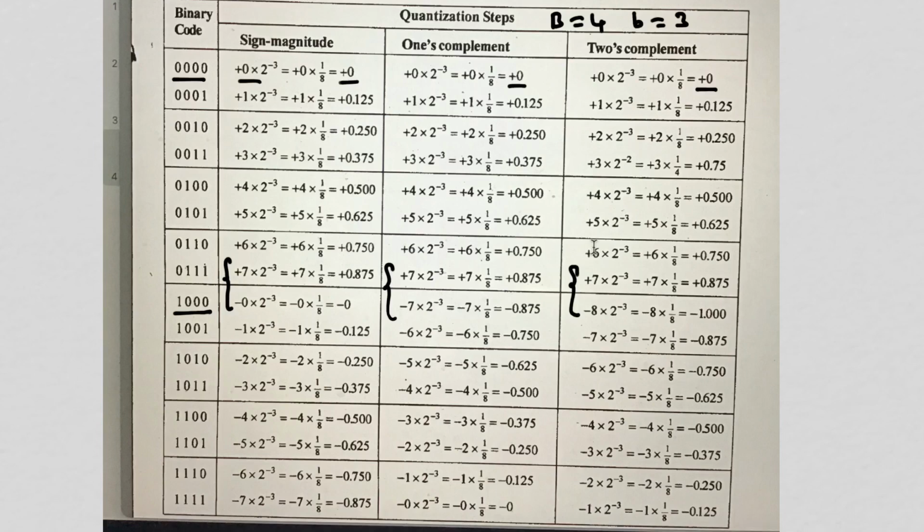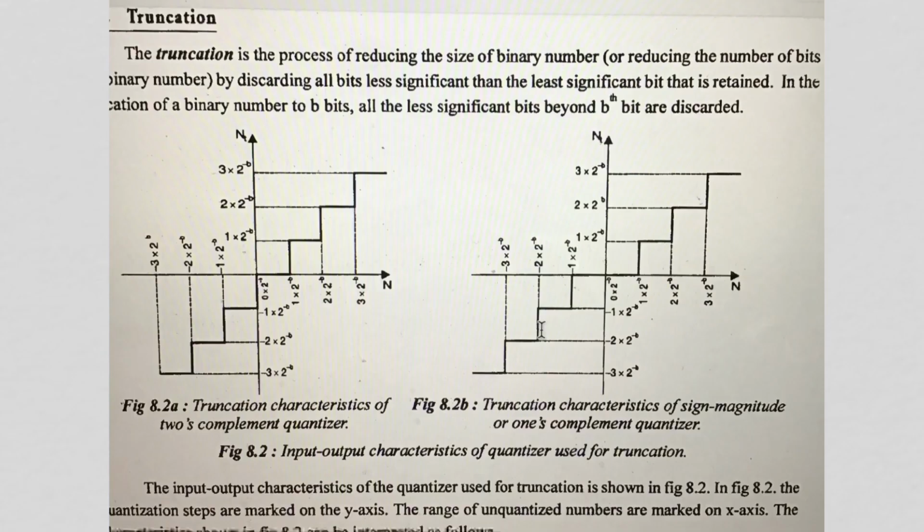So this is the regular arrangement of steps followed as far as the code word used for each step in the case of sign magnitude, 1's complement and 2's complement. So let me illustrate it with the help of a diagram also. You will find that truncation is the process of reducing the size of the binary number, because you are discarding all the bits which are considered less significant than the least significant bit that is retained.